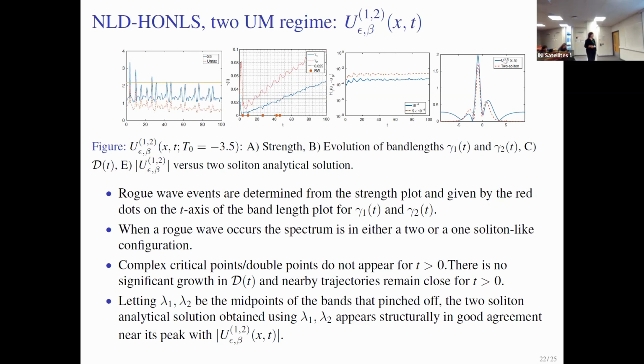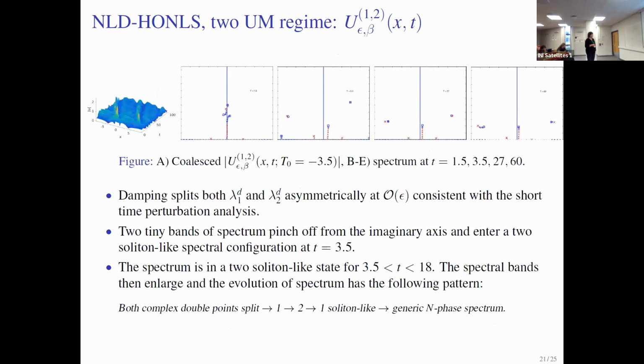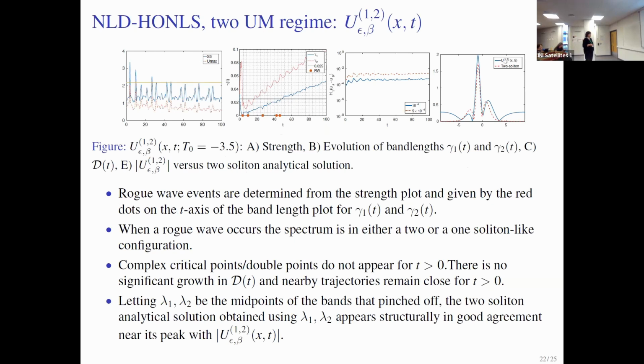If you look here at this case, where you've got the two tiny bands, and you let lambda 1 and lambda 2 be the midpoints of these bands of spectrum, and you compare the two soliton analytical solution that you obtain using that lambda 1 and lambda 2 with the numerical solution, you see that there's structurally good agreement near the peak.